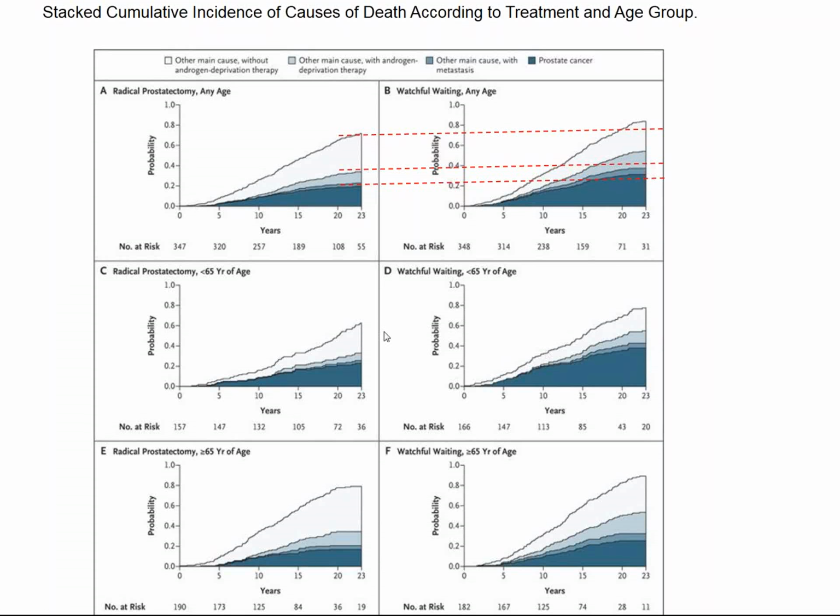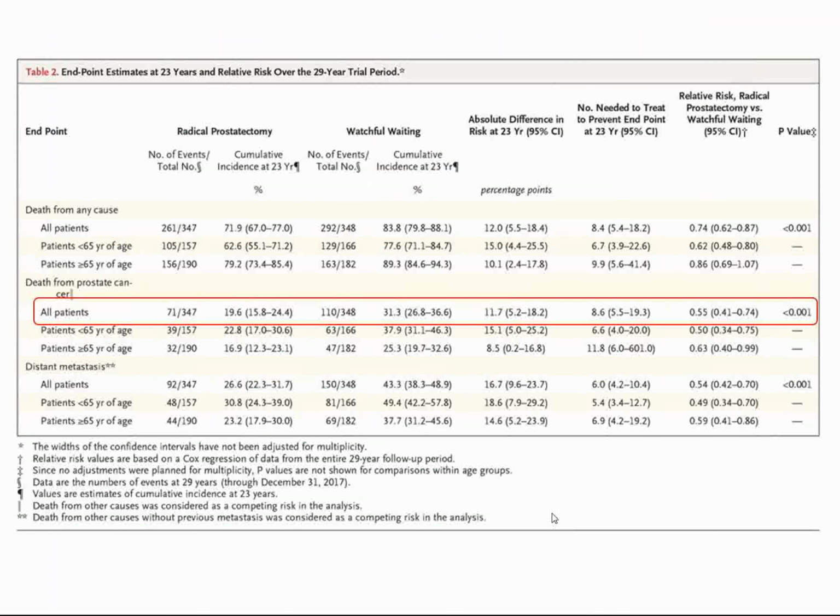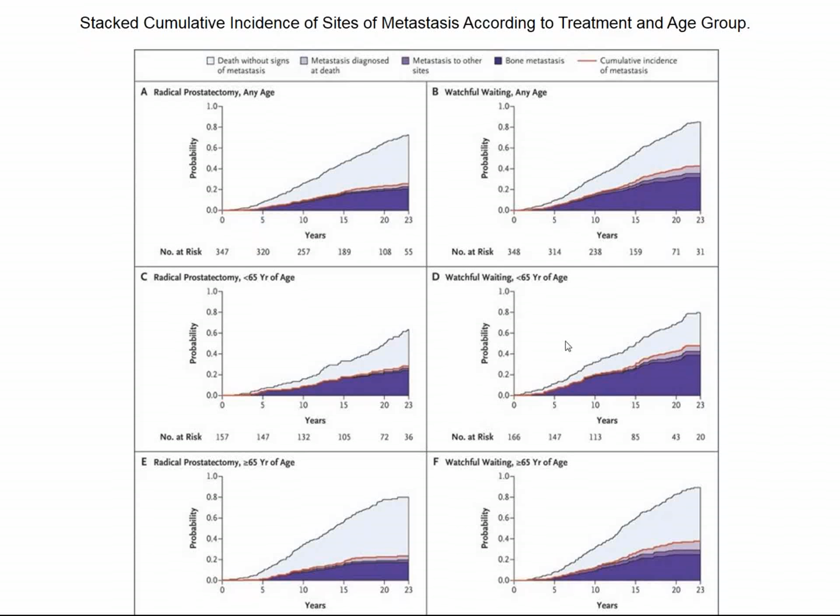And if we look at these graphs for people that are less than 65 years of age at the time of randomization compared to patients that were more than 65 years of age, we see a similar pattern. And if we look at death from prostate cancer or death from any cause or death with distant metastases, these are all less in the radical prostatectomy group. And if we look at the progression of metastases, etc., again, we see similar patterns as we did for survival, and they're somewhat less in the radical prostatectomy group compared to the watchful waiting group.